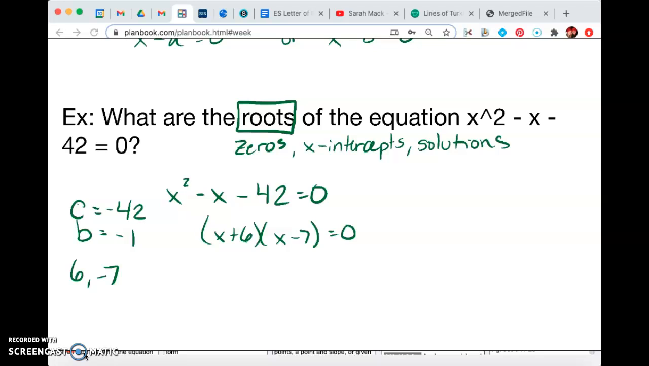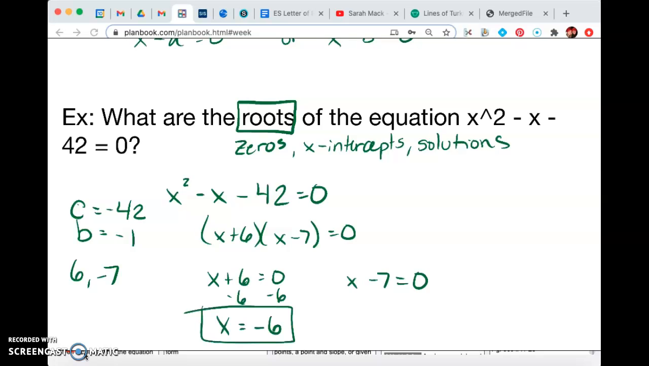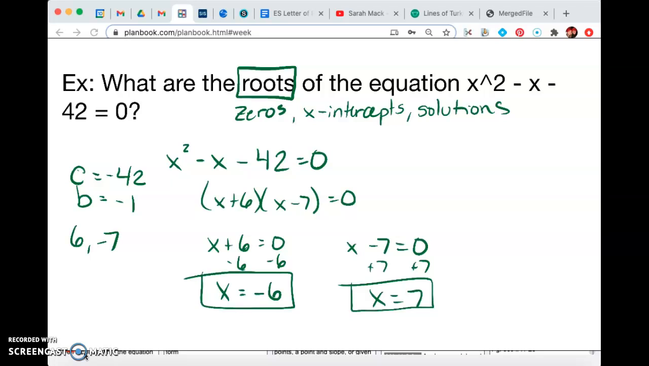Okay, so this is what we did yesterday. We wrote it in factored form, then we're done. So now today, the one extra piece, since we're equal to 0, I could set each of these parts equal to 0 and then solve the separate equations. So how would I solve x plus 6 equals 0? Subtract 6. So one root is negative 6. And then you would add something to the other side, and the other solution is 7. So I could plug these back in to check my answer.